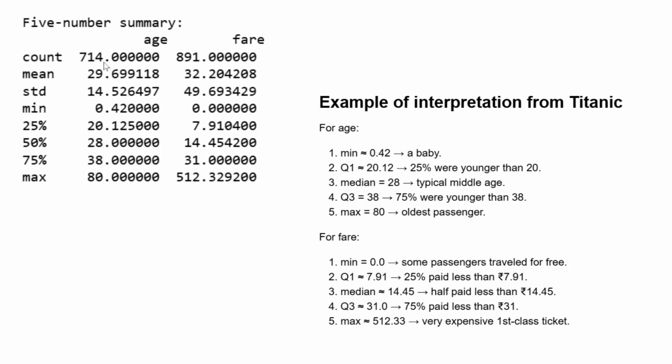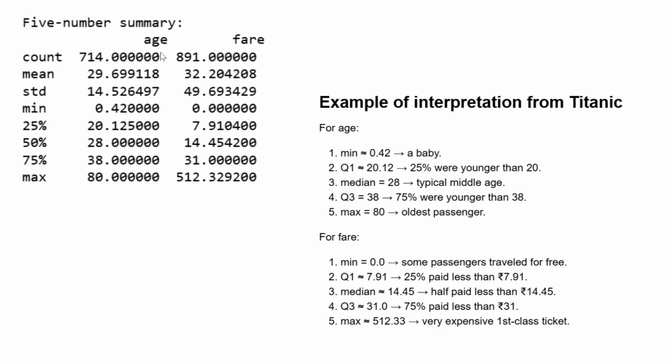Now what kind of analysis can I find out by looking at the contents of these values? Here the count of age is 714, which means there are a total of 714 entries present, so data is present for that many rows. For fare it is 891, so a total of 891 entries exist in the fare column. If you compare, age has 714 and fare has 891, so you can figure out that certain data for the age column is missing.